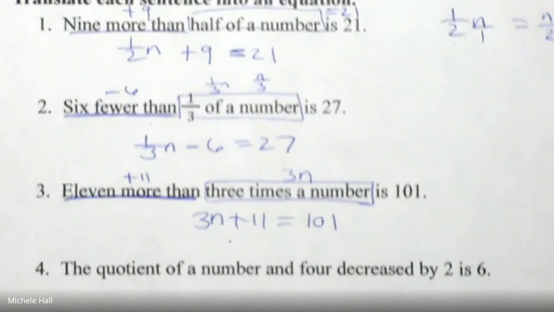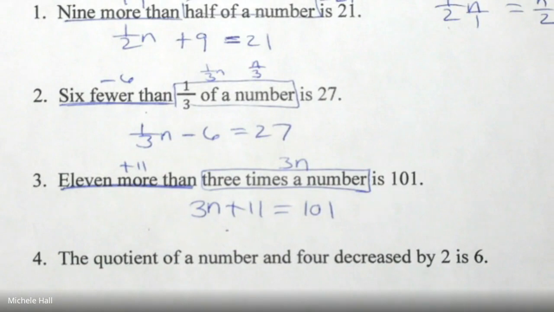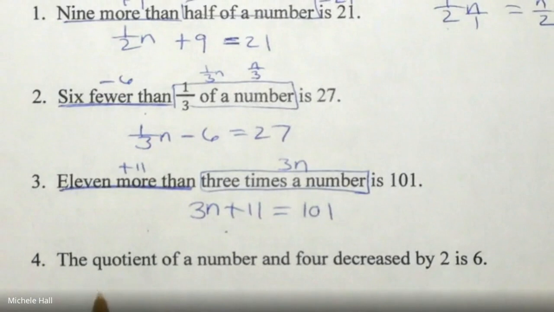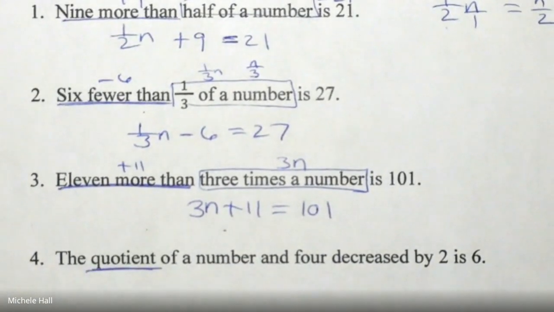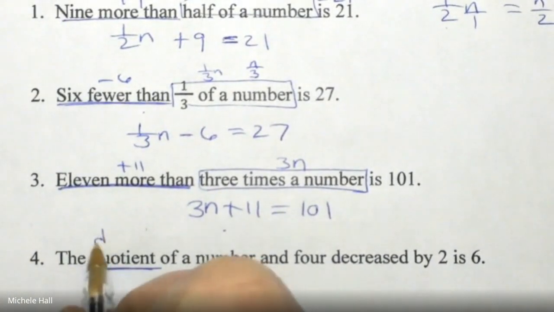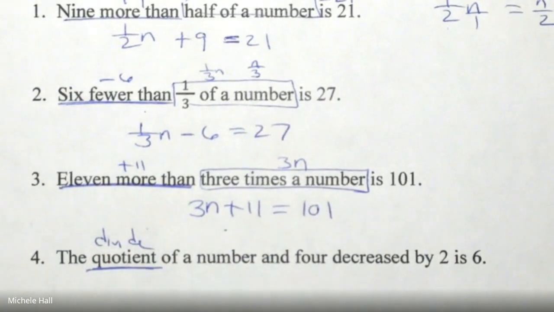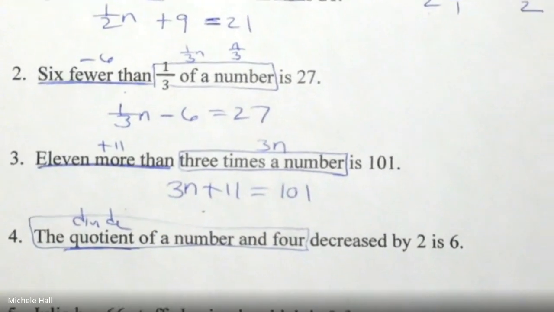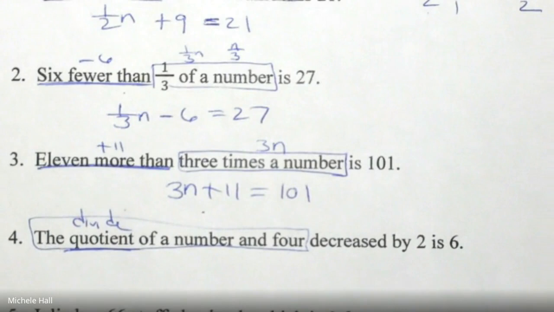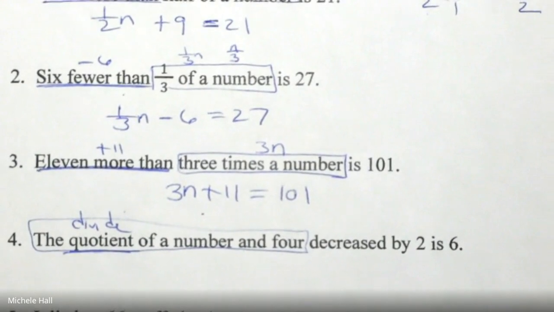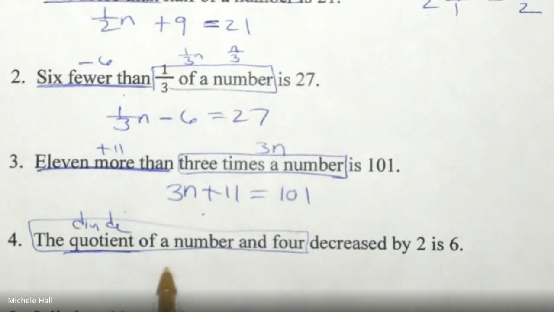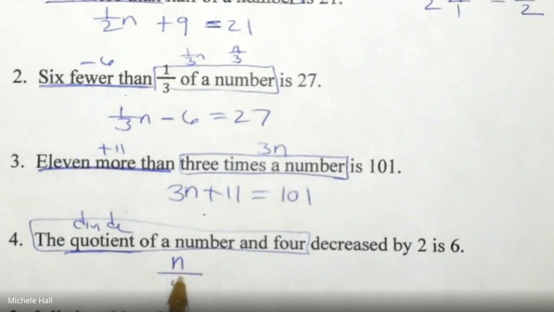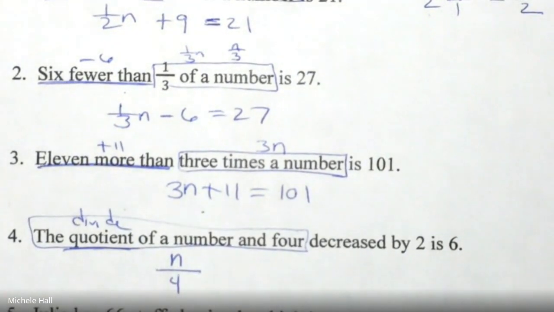Number 4, the quotient of a number and 4 decreased by 2 is 6. What's quotient mean? Means to divide. So the quotient of a number and 4, there's the first phrase. The quotient of a number and 4, and quotient means to divide. And we know that we write dividing in algebra like this. The quotient of a number and 4. Order matters.